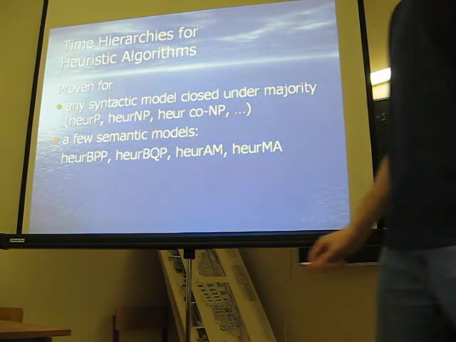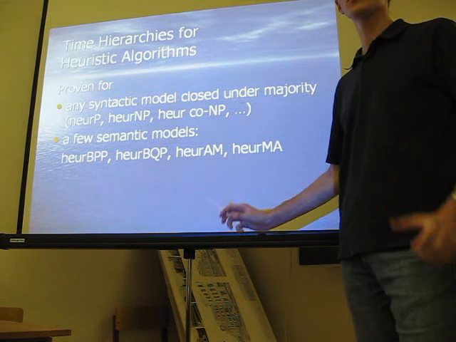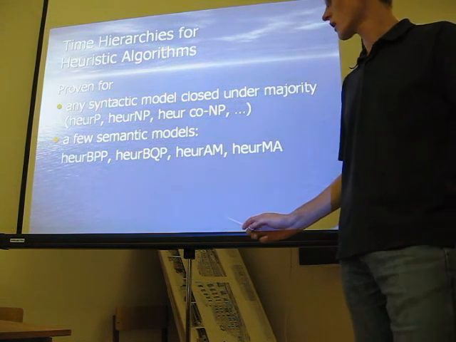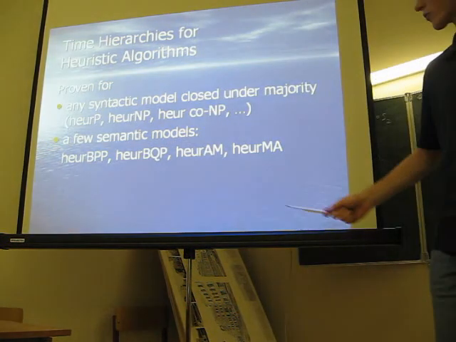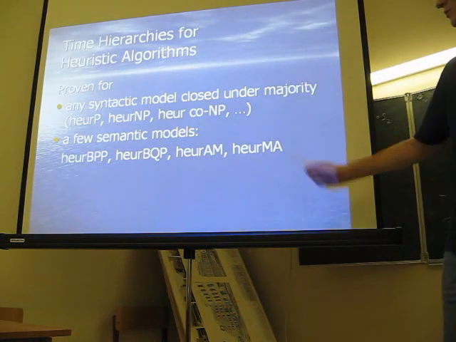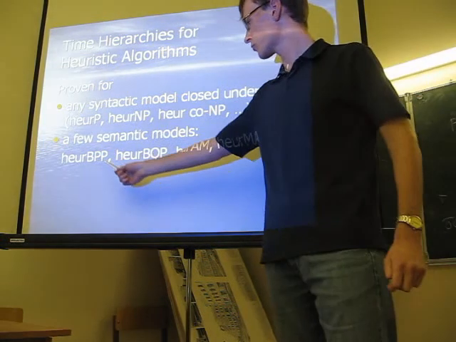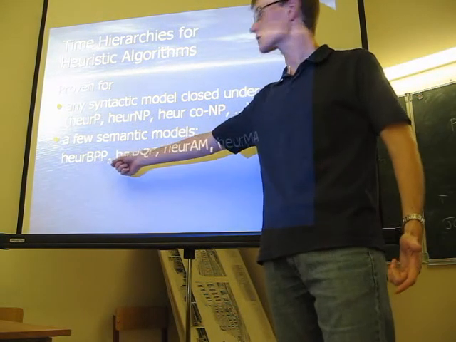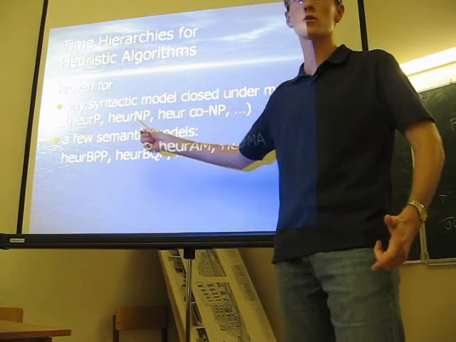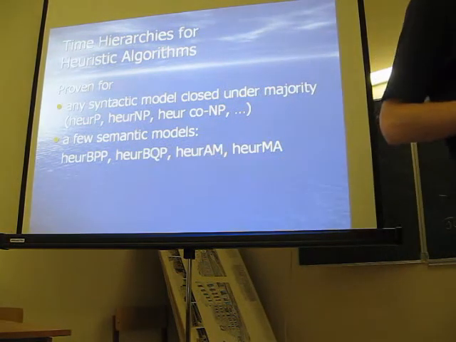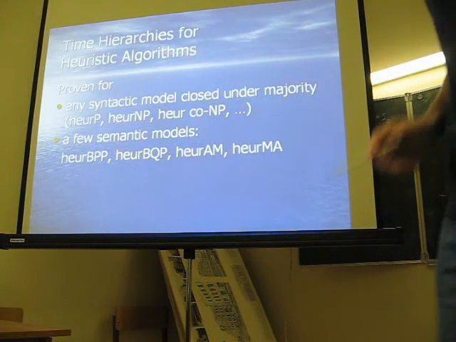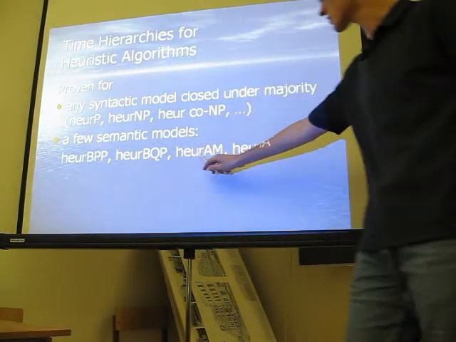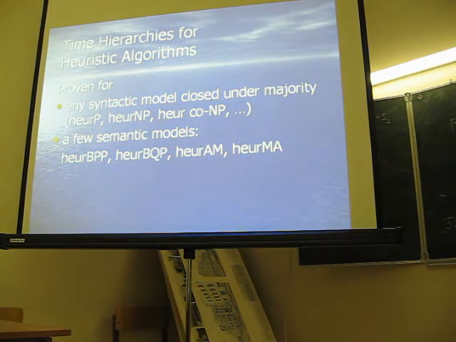And as to semantic models, only a few time hierarchies are known. We know time hierarchies for heuristic BPP, for heuristic Arthur-Merlin games and Merlin-Arthur. Actually, we can prove a time hierarchy for probabilistic algorithms quite in a similar fashion to what we did for heuristic non-deterministic algorithms. They are somewhat different, but the whole idea is the same. And joining these two results, we can get results for Arthur-Merlin and Merlin-Arthur games.